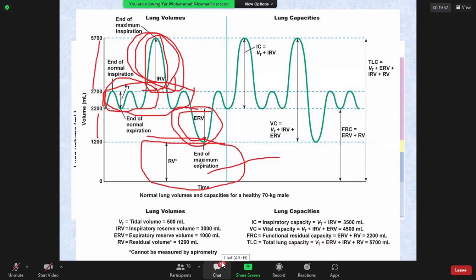What is its significance? It keeps the lungs open. It keeps the lung always inflated. It prevents the collapse of the lung, right?